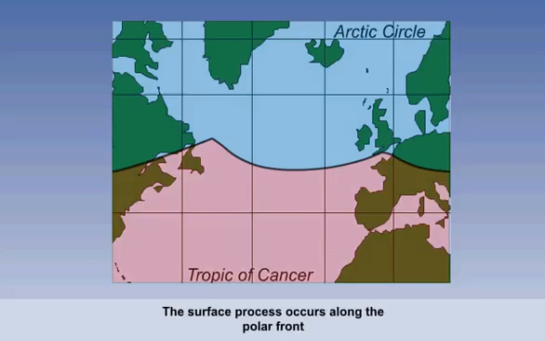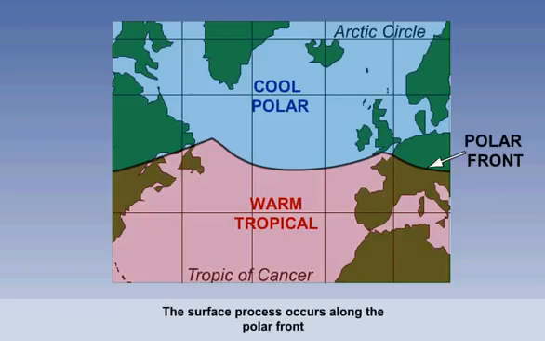The second main process occurs nearer the surface and needs to work in conjunction with the upper air process that we have just described. Within the temperate latitudes, we have warm tropical air meeting much cooler polar air. The boundary between these two different air masses is called the polar front. As with any boundary between two liquids, this will not be a continuous straight line.